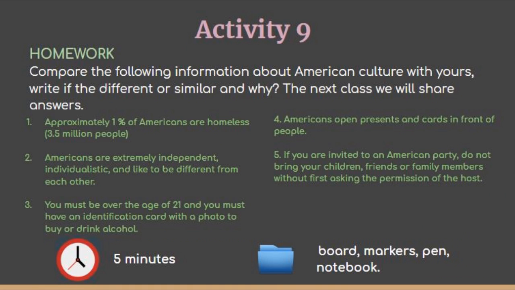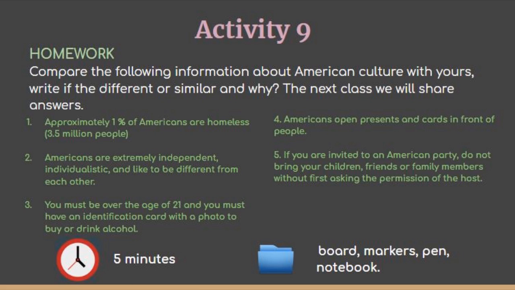And the next activity, in order for them to learn more about American culture and also to develop opinion, we are going to leave them a homework assignment. We are going to give them some informative data, and what they have to do is compare it with their own country. Say if they are similar or different and why. We are going to write them on the board so that they can write them in their notebooks.